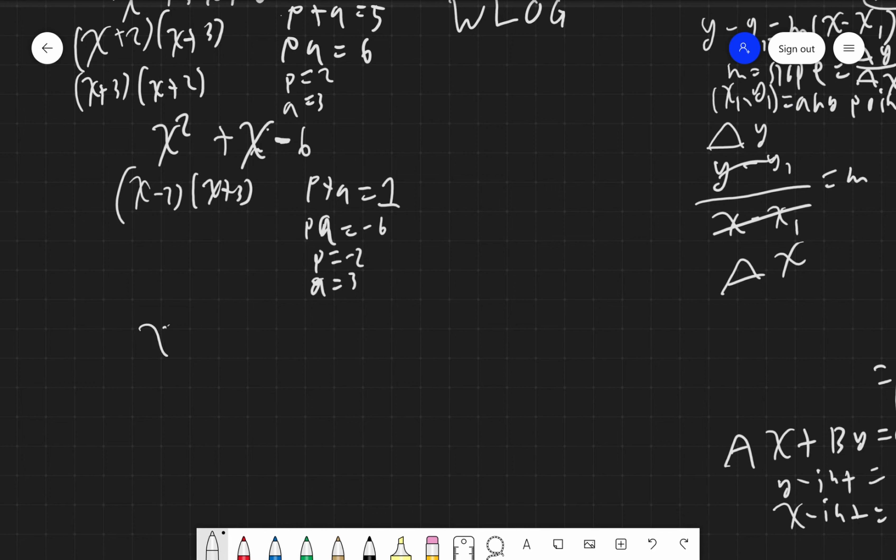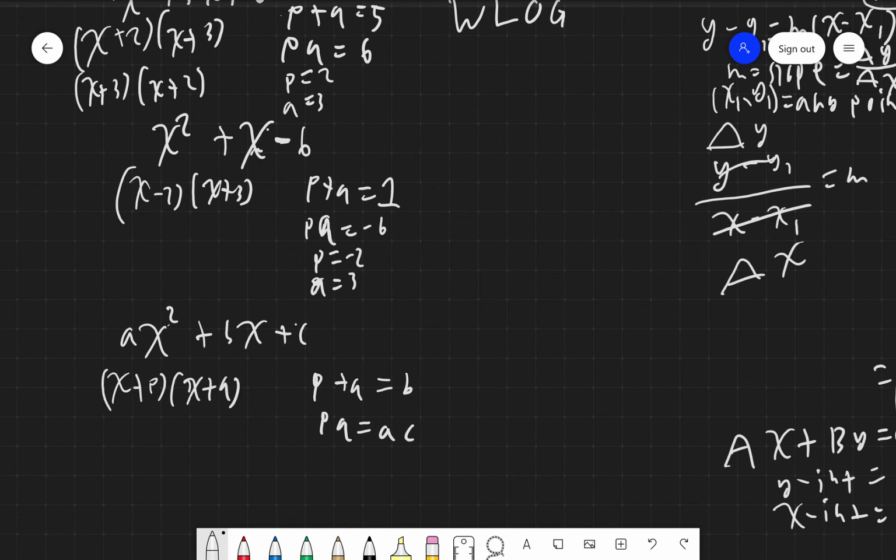Now let's say we had ax squared plus bx plus c, where a is not equal to 1. Technically a can be anything, so there are no limits. This time we find two numbers p and q such that p plus q still equals b, but pq equals a times c. After we find p and q, we're not going to have the normal (x plus p)(x plus q). If we did this, we would have x squared plus bx plus ac, and that a is going in the wrong place.